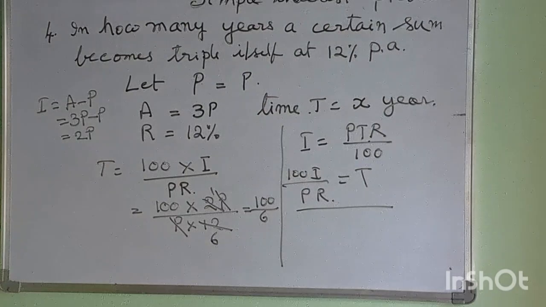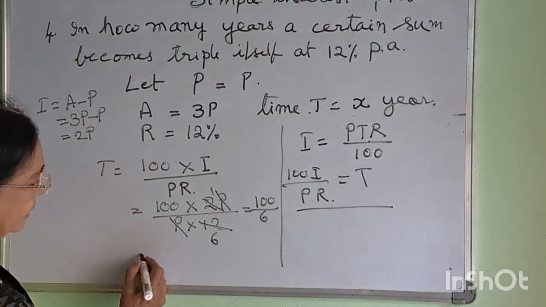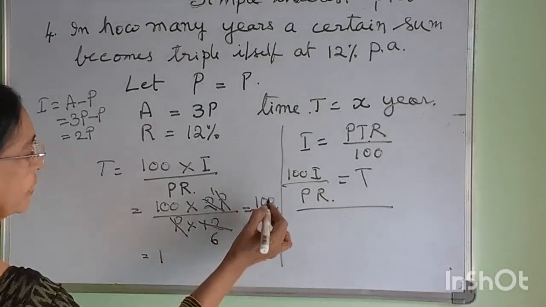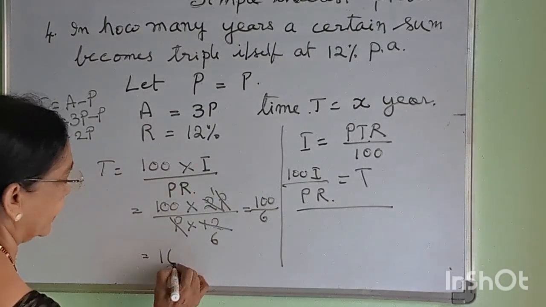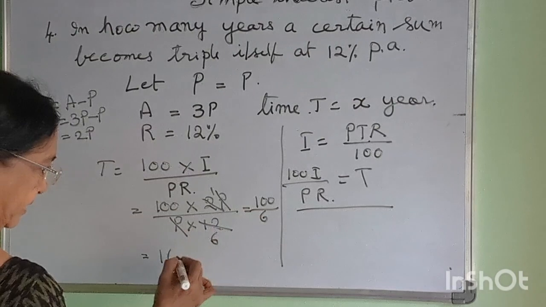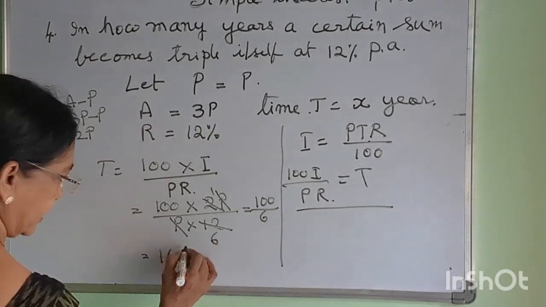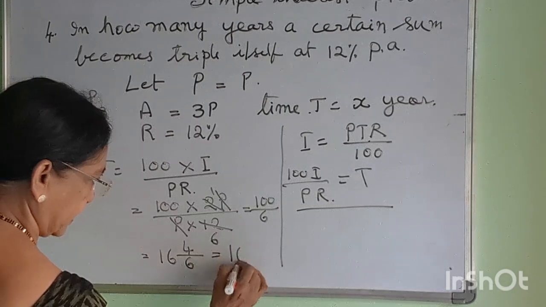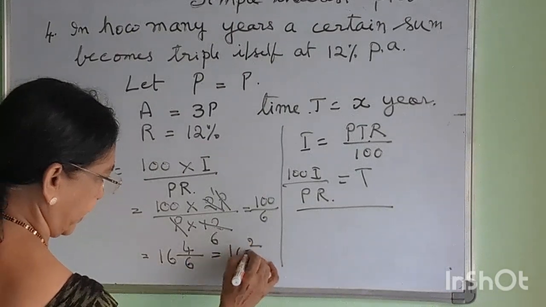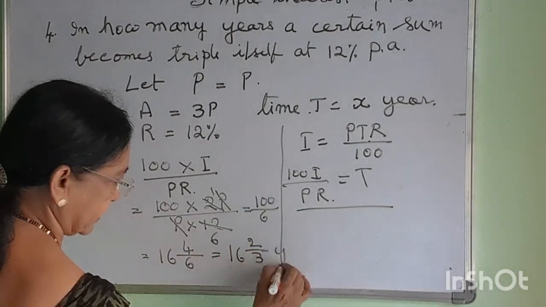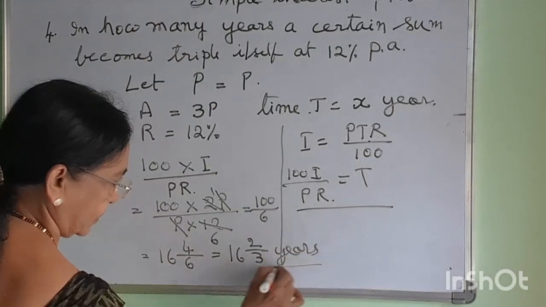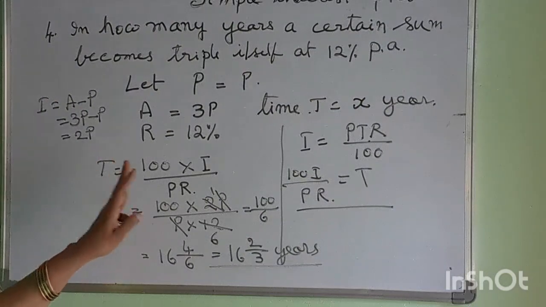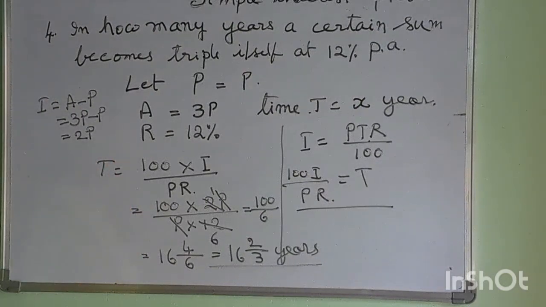100 by 6. Simplifying, 6 1s are 6, 40, 6 sixes are 36, 4 remains. So 16 4 by 6, or 16 2 by 3. So in 16 2 by 3 years, the amount becomes triple itself.